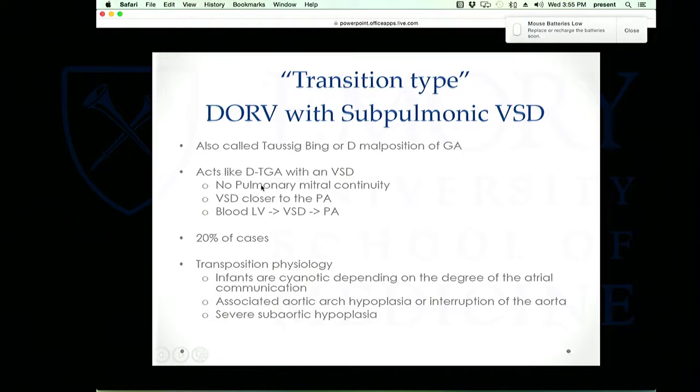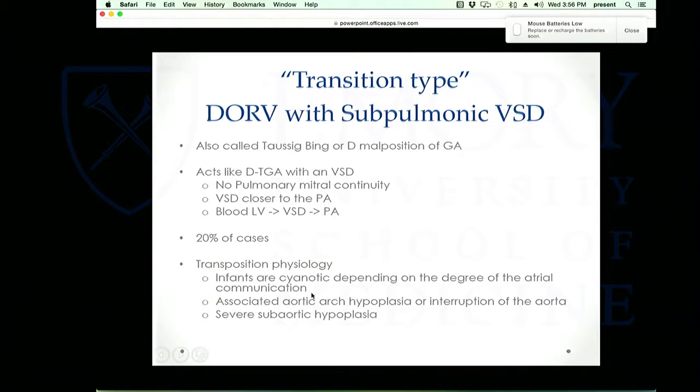In this case, because the pulmonary valve is closer to that VSD, there's going to be a lack of pulmonary and mitral continuity. So you're going to see that thick chunk of tissue. And then the blood is going to flow from the LV through the VSD to the pulmonary artery. And this is the second most common type of double outlet right ventricle.